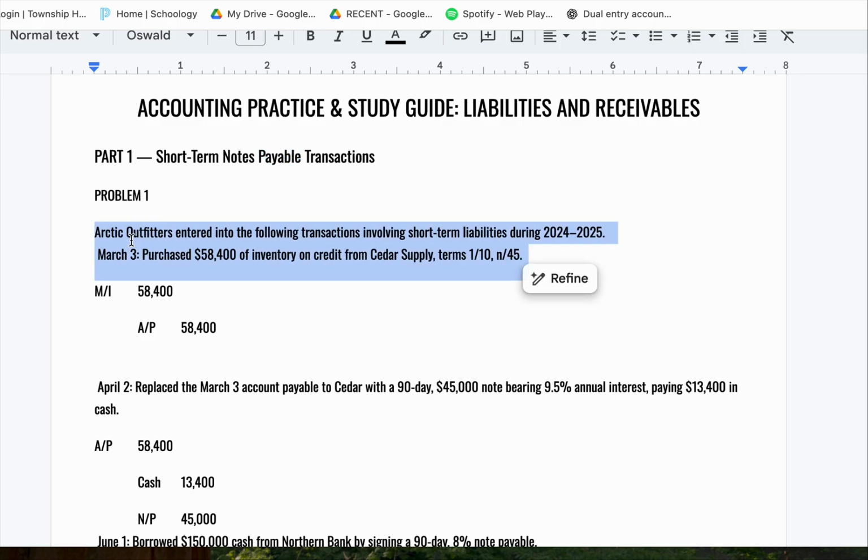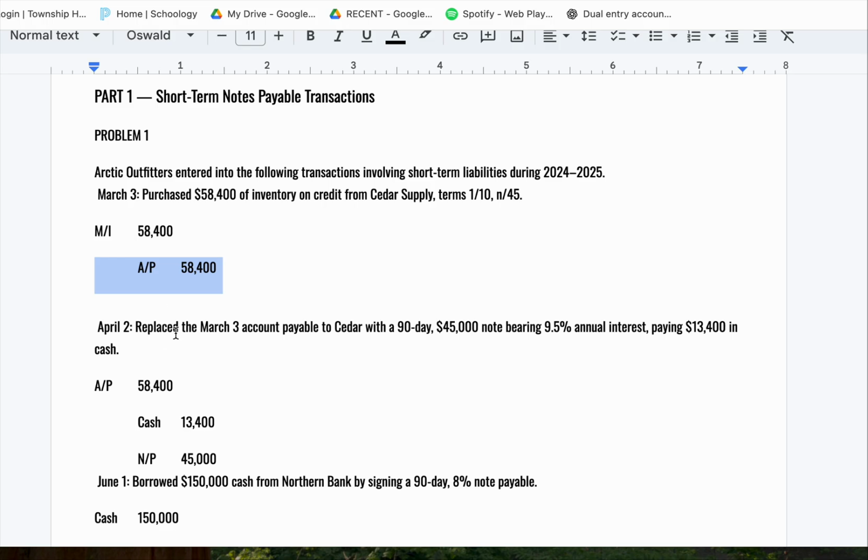So this first problem is just you bought merchandise on account, and then on April 2nd, you decided that you're not going to be able to pay that $58,400. You don't have enough cash, and so you come into an agreement with your supplier that you'll put a down payment down of $13,400 and then finance the remaining $45,000 in a 90-day 9.5% note. So it's a debit to accounts payable to close out that account payable, credit to cash for the down payment, and then a credit to notes payable.